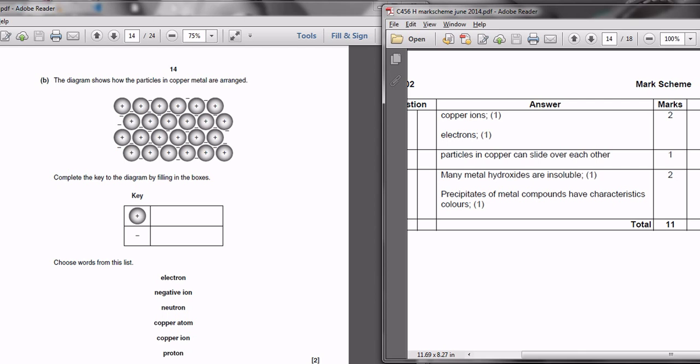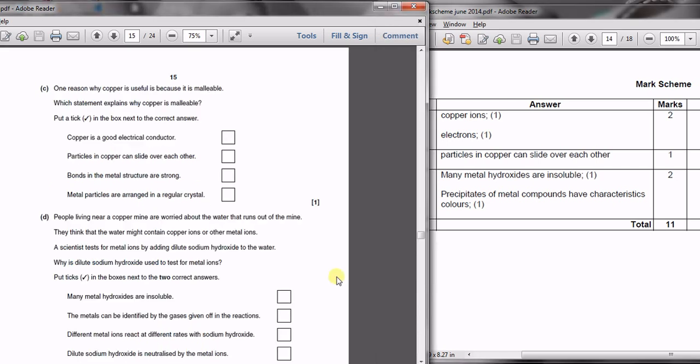5b, you're asked about what the little symbols mean on the diagram of copper metals. Okay, so you've got these positives in circles and then these negatives around them. So you should recall from the structure of a metal that the atoms give away their outer electrons. So they're left with positive ions, which is what this symbol here is, and then electrons, delocalized electrons. So the negative is the electron.